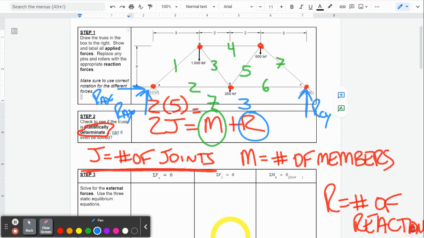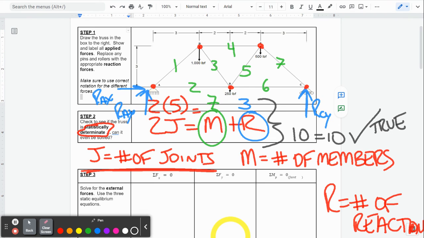All right? So if we take 2 times 5, that's 10. And we take 7 plus 3, that's also 10. So this equation ends up equaling 10 equals 10. And if that's true, which it is, then that means that we can actually solve for this truss, okay?